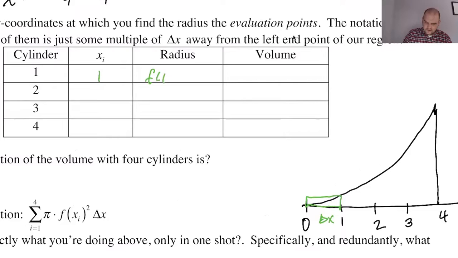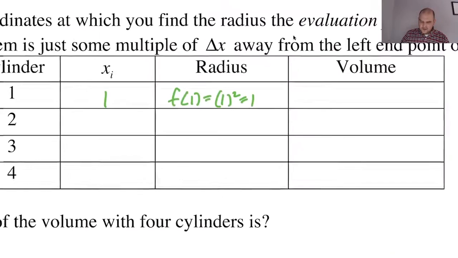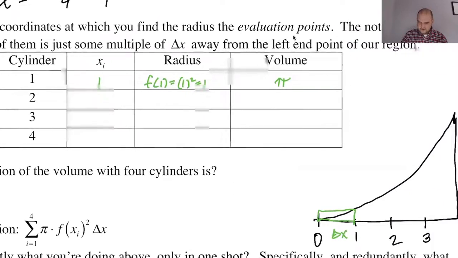Let's make it bigger and clean up this handwriting a little bit. So f of 1. Remember, the function in this case is x squared. It doesn't need to be x squared. It could be sine of x, it could be anything. This is a basic example, so we're using a basic function. So it's 1 squared, which is 1. The volume for this particular one is pi r squared h, so pi times 1 squared times 1, so just pi.